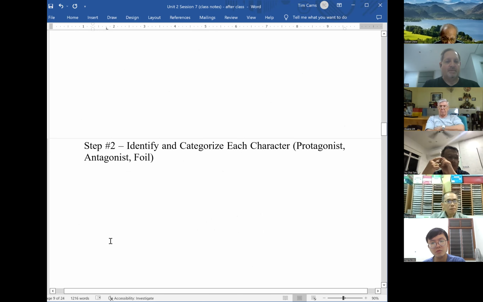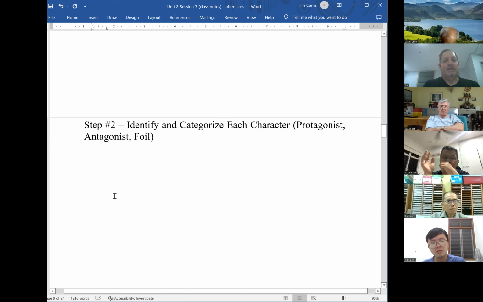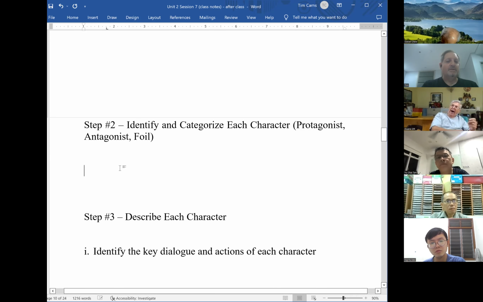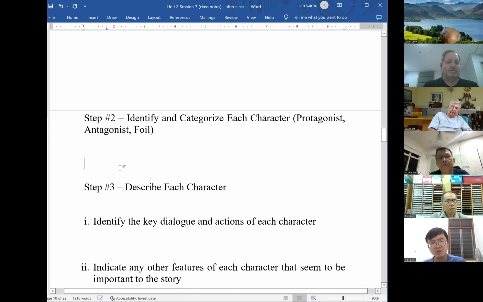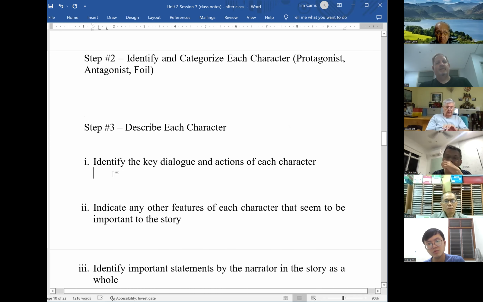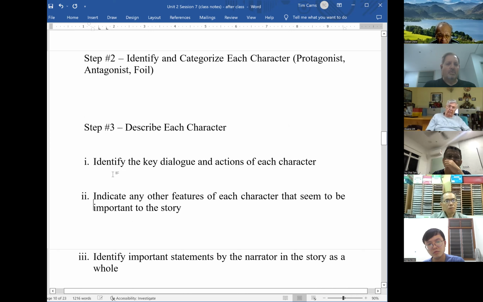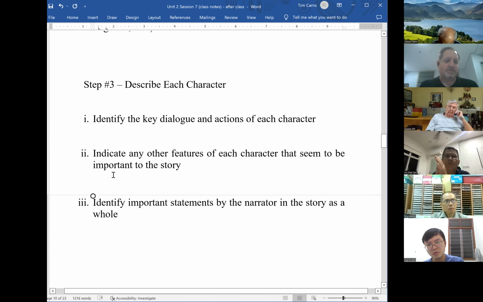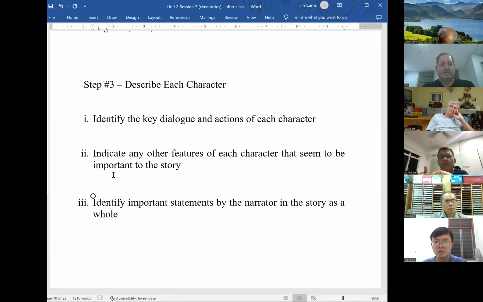And then the second step is to identify each of the key characters that we mentioned. Who's the protagonist? Who's the antagonist? Who's the foil or foils? To try to identify those key characters within the story. And once we've done that, the next step is to describe each character. And that is simply this: what are some of the key statements or actions of each of those main characters, and what features of each character seem to be important in the story.